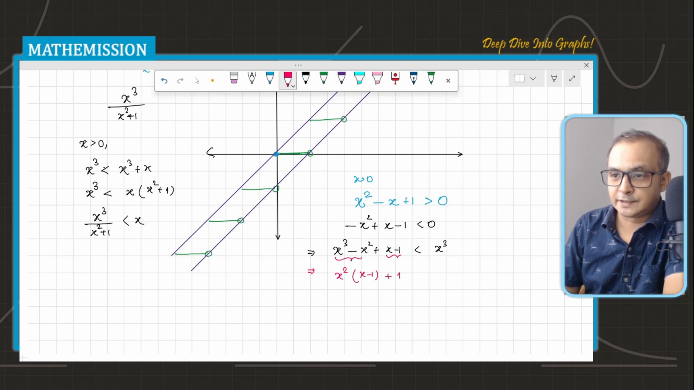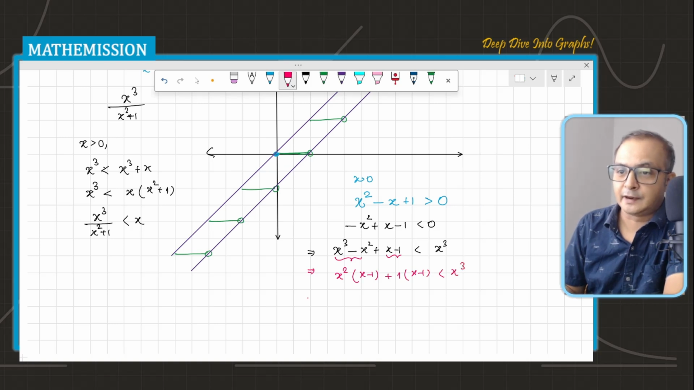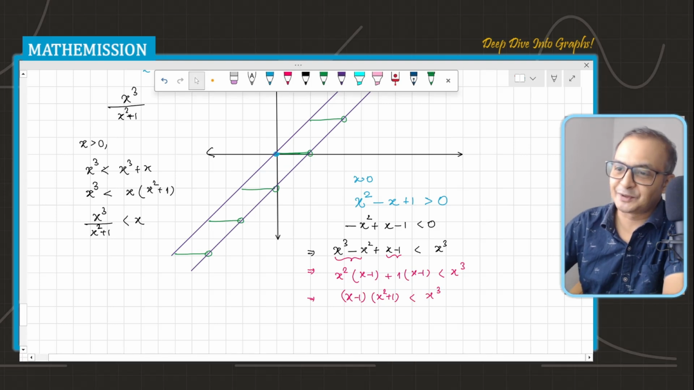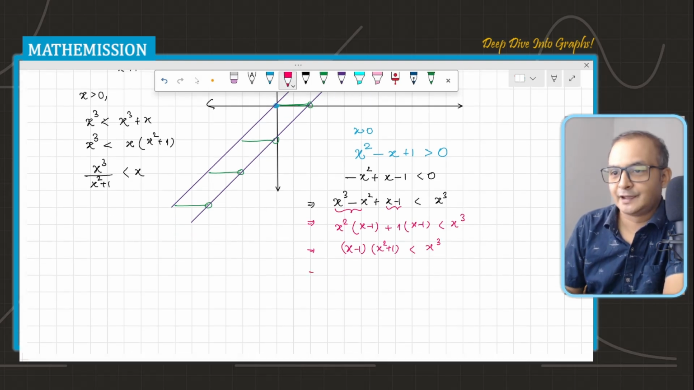And again, I can take 1 common from the last two terms. Again I can take x minus 1 common, so I'm getting x squared plus 1 here. And you can notice now it is easy that x squared plus 1 I can send on the right hand side. And so I can say that x minus 1 is lesser than x cubed by x squared plus 1.